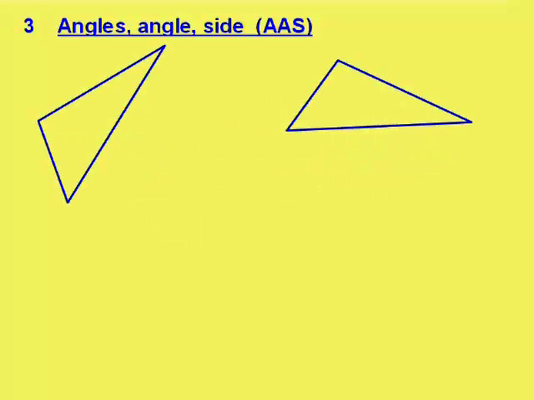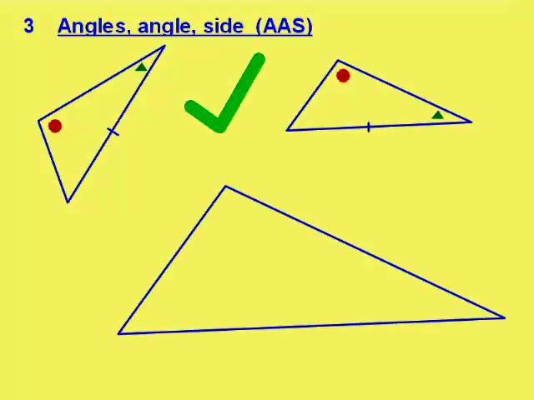Let's have a look at another example. Those two are the same, those two are the same, those two are the same. Once again, two angles and one side the same, and this time the side is opposite the red angle, so it's in the same position in both triangles. So they're congruent, no problem.